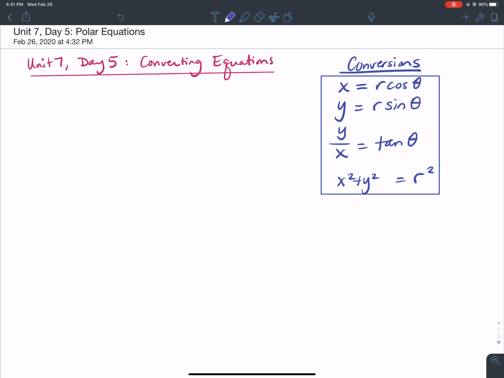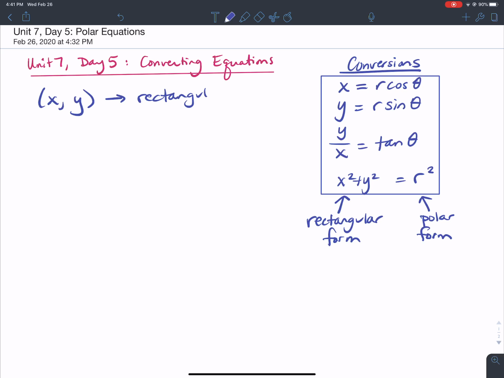Now we are going to use these to switch from rectangular, so anything with x and y would be considered rectangular, into polar. So anything with r's and thetas, that's considered polar. Anything that we are doing has to be in one form or the other. You cannot have a mix of both. Anytime you have x and y, that is rectangular, and anytime you have r's and thetas, that's polar.